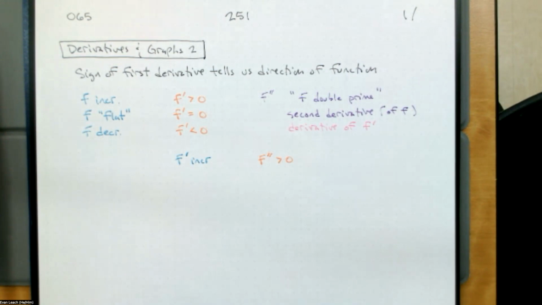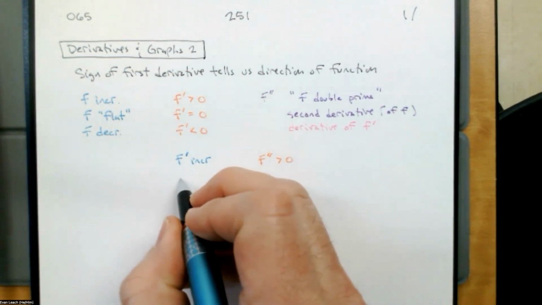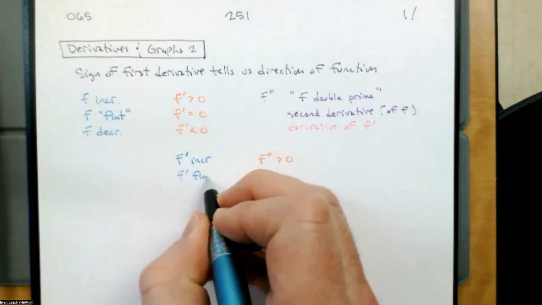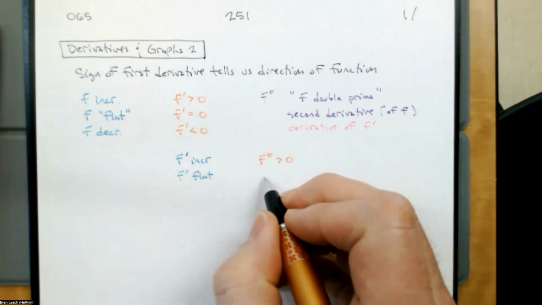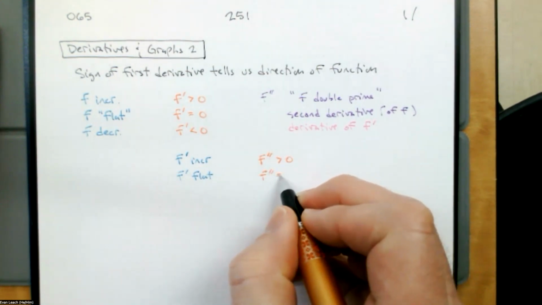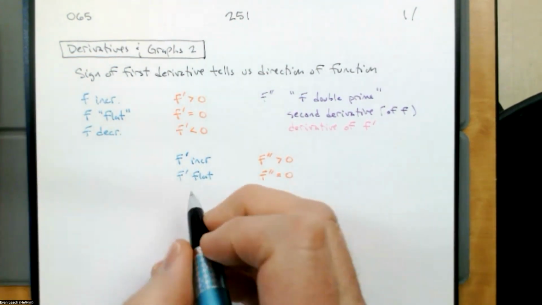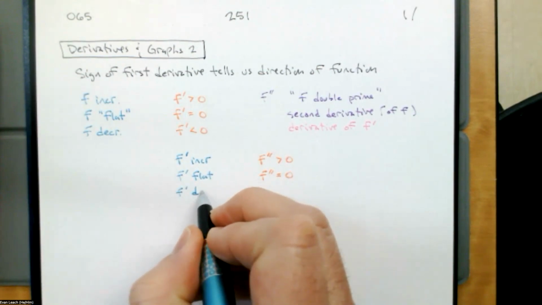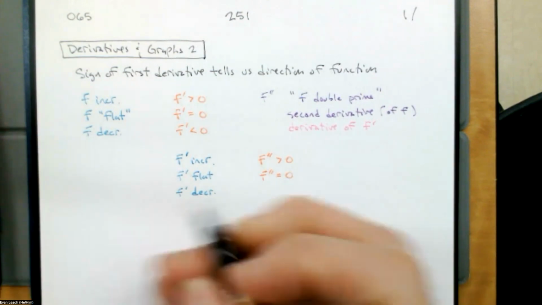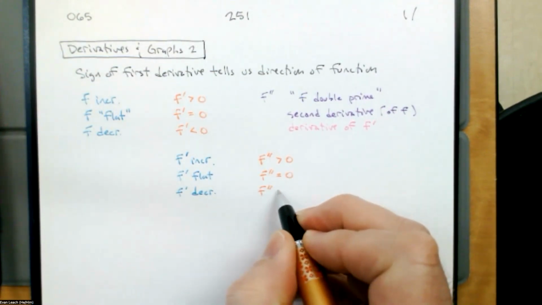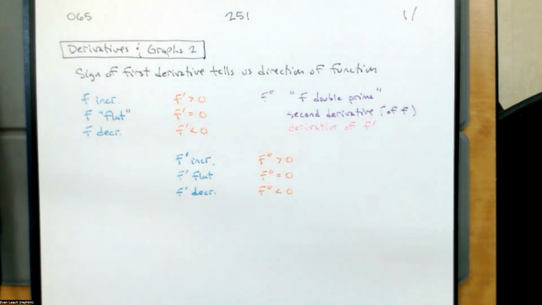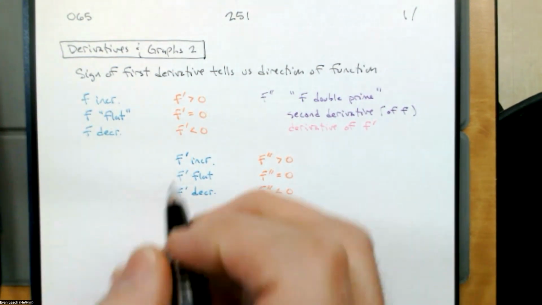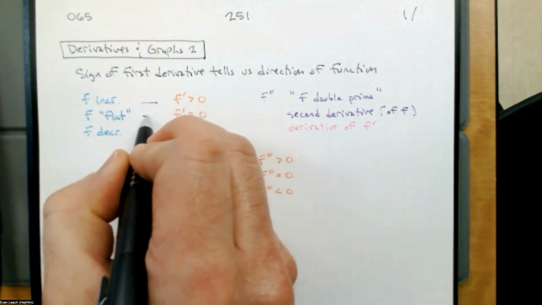So whatever the first derivative tells us about the function, the second derivative tells us about the first derivative. That's why I'm just going to take this stuff and move it over one derivative. If the first derivative is flat, then the second derivative will equal 0. And if the first derivative is decreasing, then the second derivative will be negative. And these are all if and only if statements.